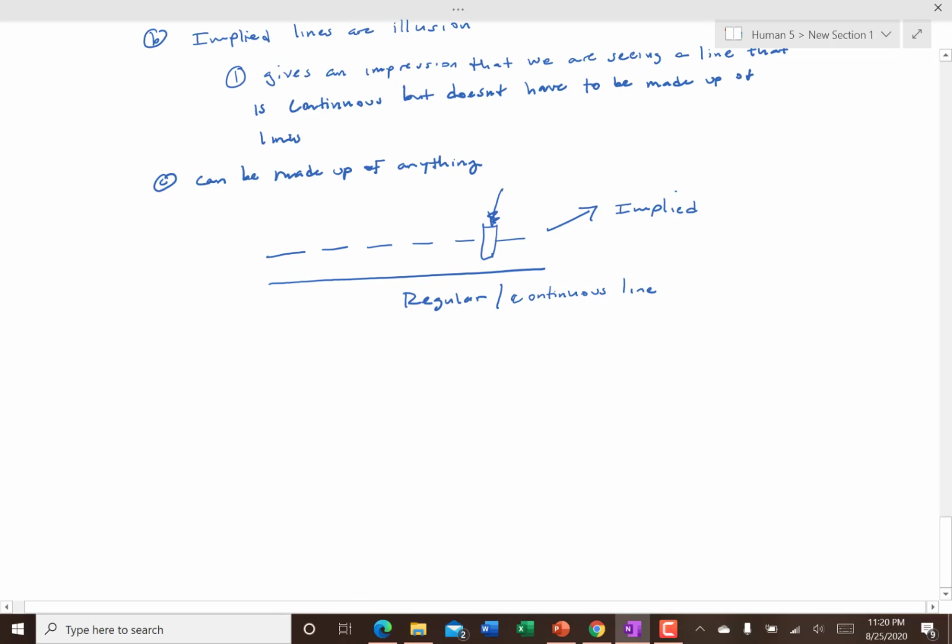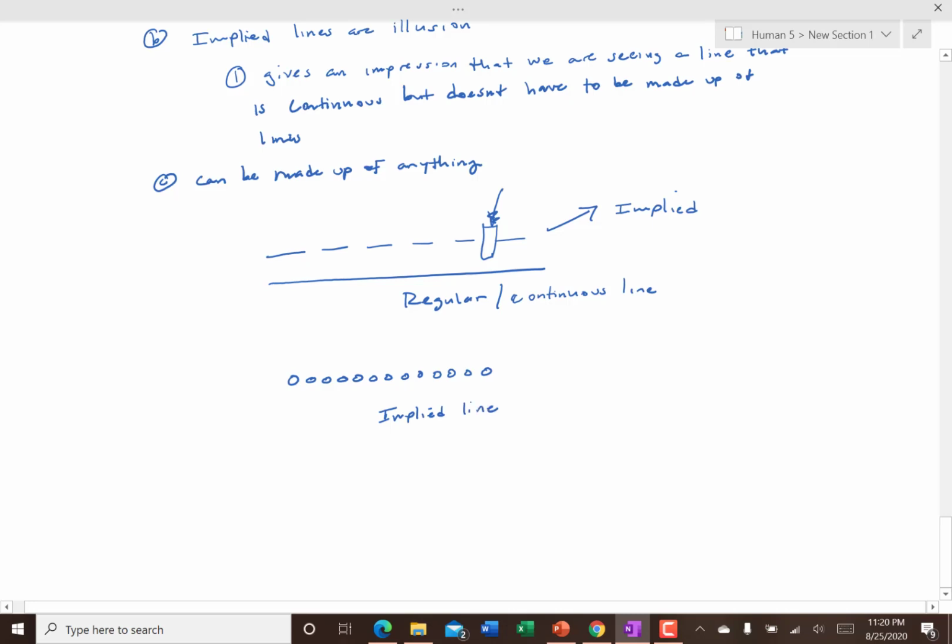However, I can make an implied line out of circles, out of a shape, right? So I put a bunch of circles in a line, and it doesn't have to be straight, right? I can make it curved, so I could go up and down with that, but you have now an implied line, but it's made up of a shape of circles.